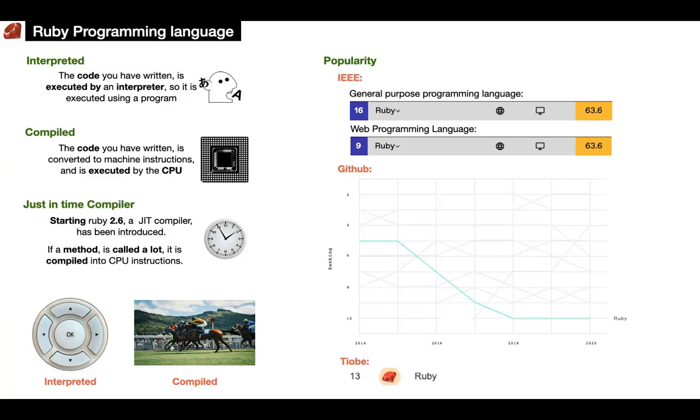Finally, concerning Ruby's popularity, it has its ups and downs. Currently, at the time of recording this video, Ruby is ranked 16th by the IEEE as a general-purpose programming language, and is ranked 9th as a web programming language. For GitHub, in 2014, it was ranked 5th, and nowadays, it is ranked 10th. Finally, for the SHIOB Index, Ruby is ranked 13th as a general-purpose programming language.